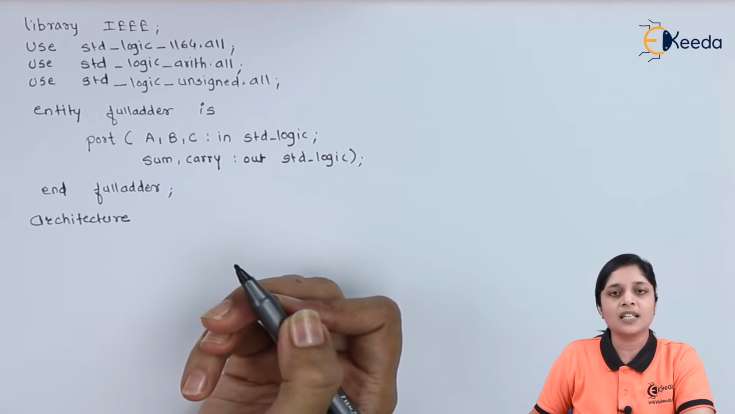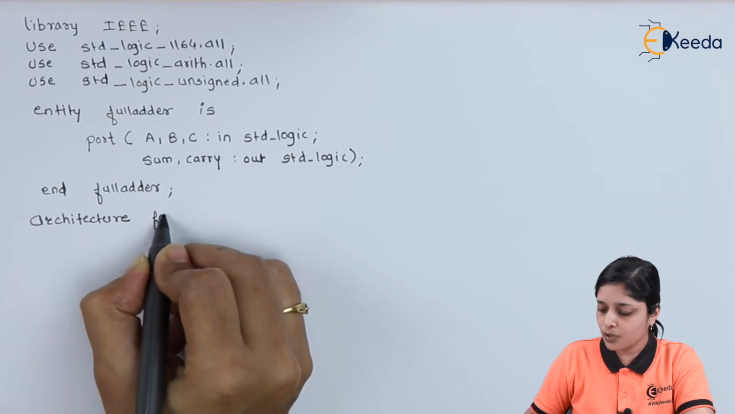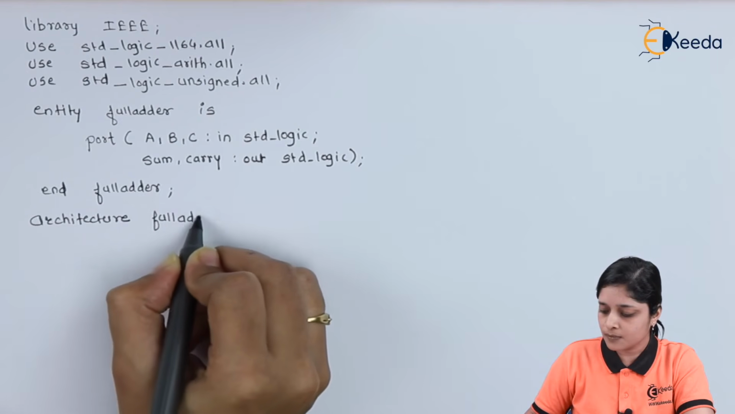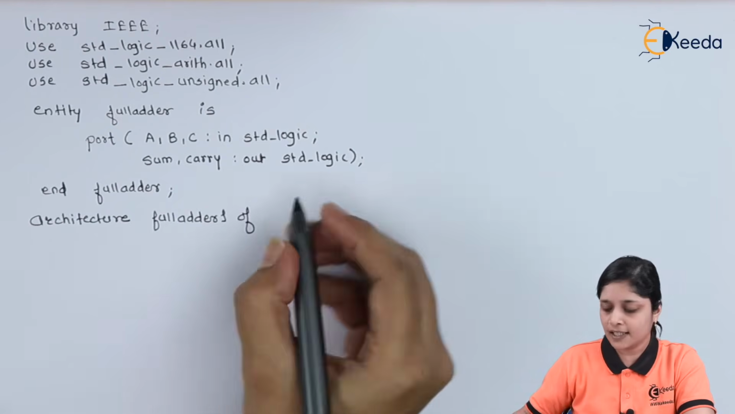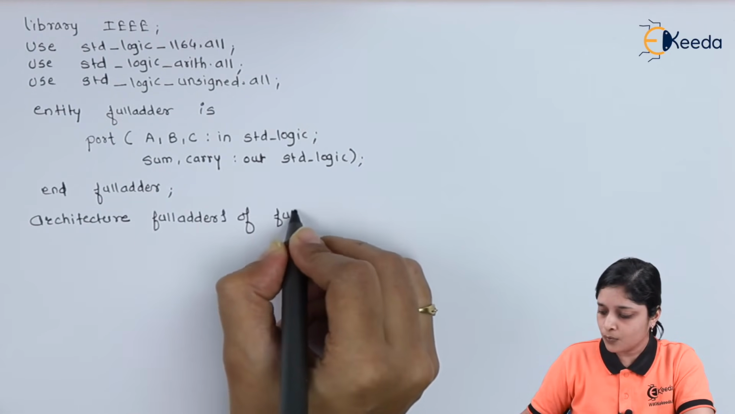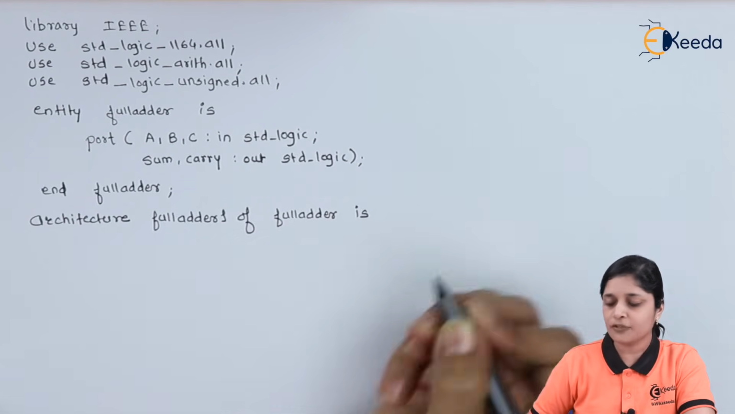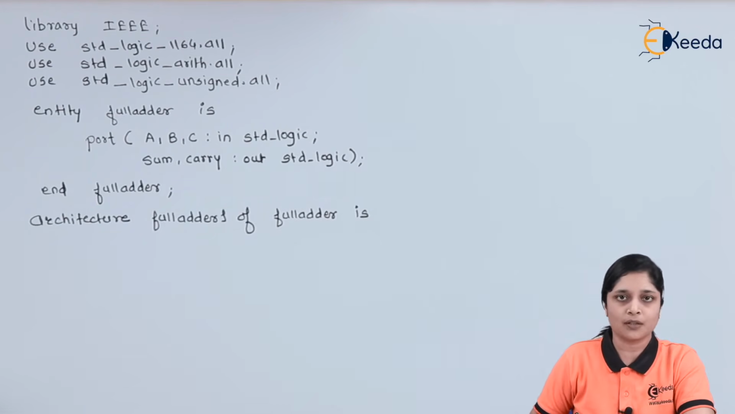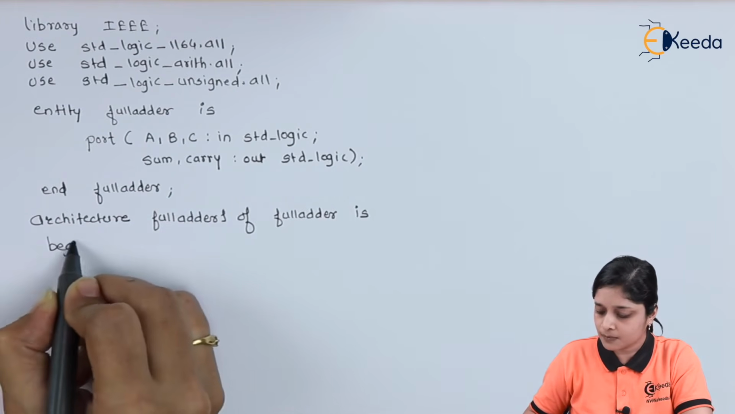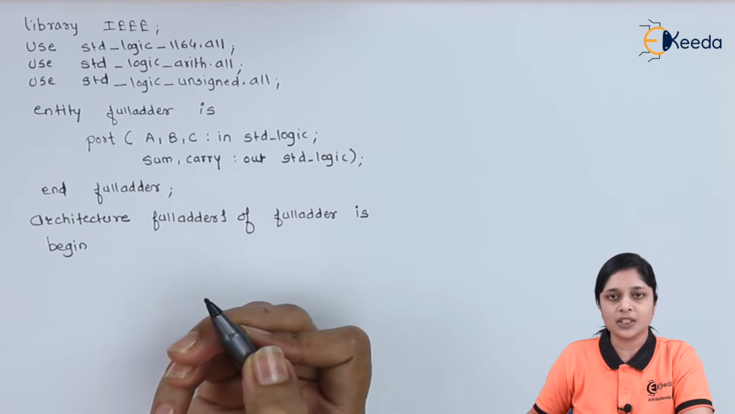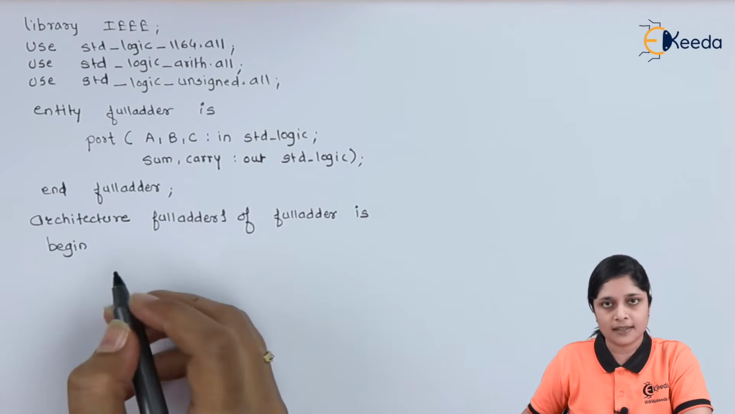Now, use the keyword architecture. After that, name of architecture is full adder 1 of name of entity is full adder. After that, is keyword you have to use here. Then you have to write the begin statement, and after that write down the desired formula to get the final answer.